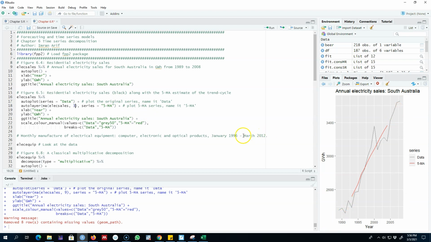Okay, so this was a way of calculating moving averages, and starting from the next video we will talk about various decomposition methods that we will use to decompose a series into the 3 components that I talked about. Alright, I'll see you in the next video to talk about classical decomposition.